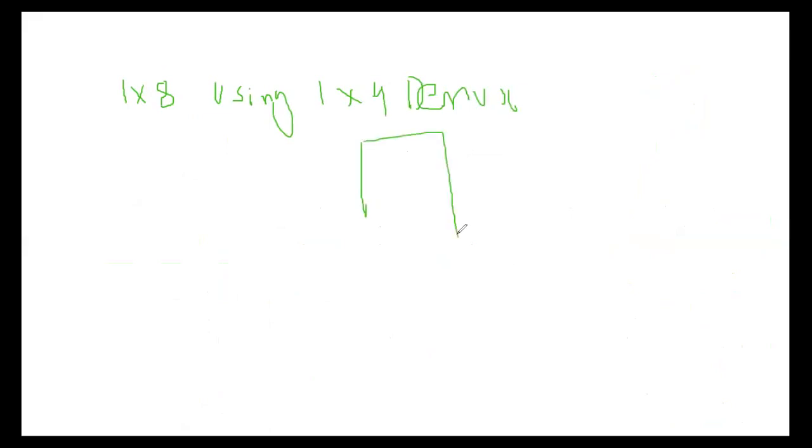Now let us see, if they ask to design a 1/8 demultiplexer using 1/4 demultiplexers, a 1/4 DMUX, how we can design this one. I'm taking the 1/4 demultiplexer. It has 4 outputs, from O0 to O3: O1 and O2.